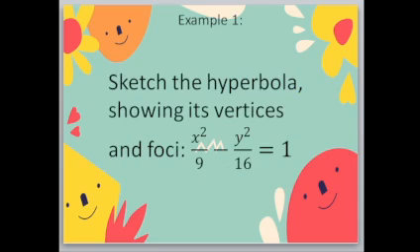Now we will go to example 1. Sketch the hyperbola showing its vertices and foci. So the given equation is x squared over 9 minus y squared over 16 equals 1. So that's the equation of the hyperbola, and we are going to sketch it showing its vertices and foci.